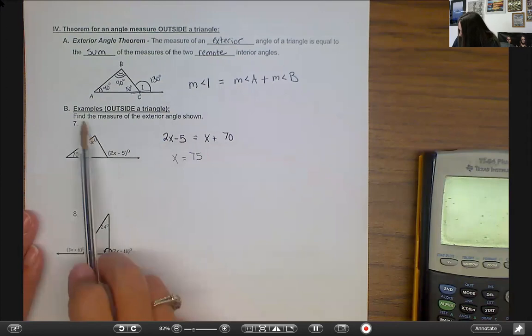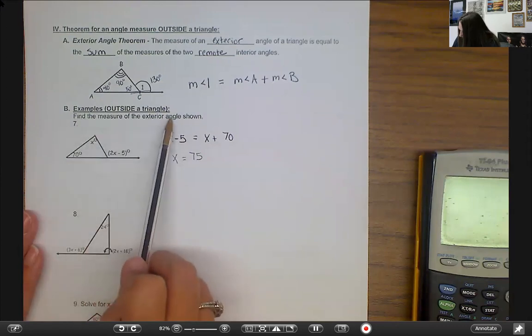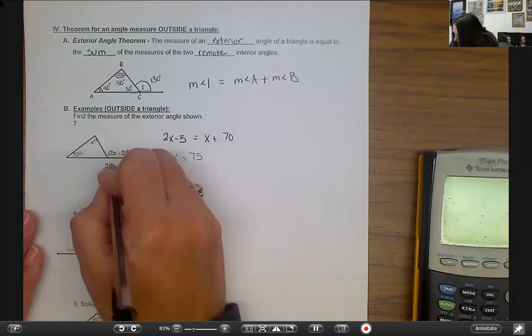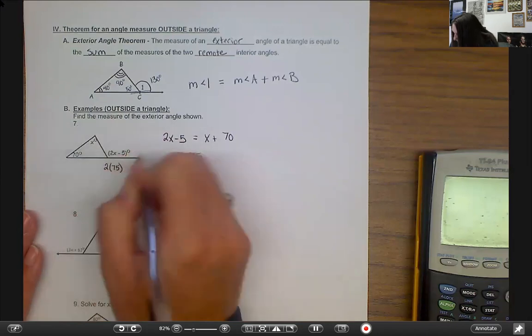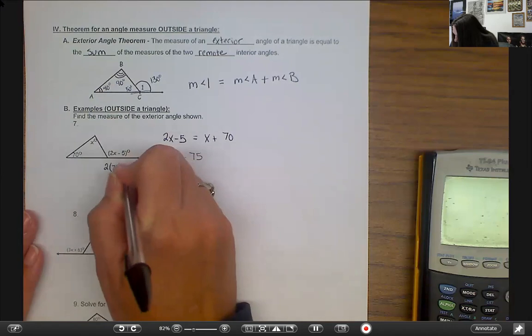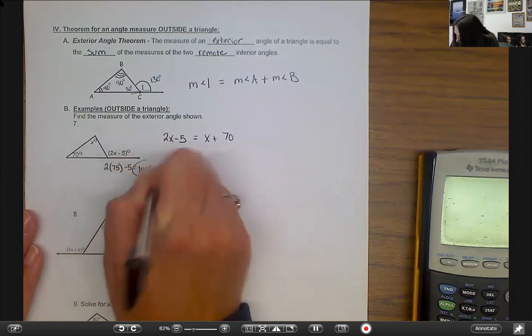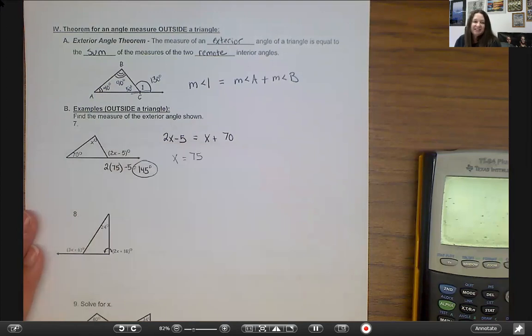Again, it wants us to find the measure of the exterior angle. So now I'm going to take the 75 and plug that in. 2 times 75 is 150, minus 5 would be 145 degrees for the measure of that exterior angle. So again, anytime you solve for a variable in geometry, look to see if you need to plug that in, depending on the question in your problem.